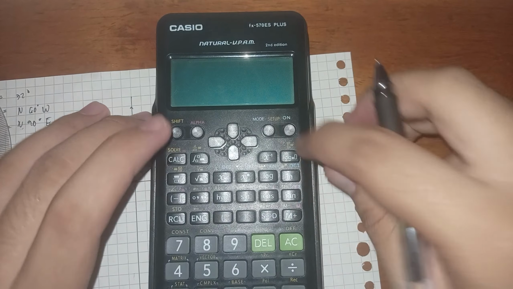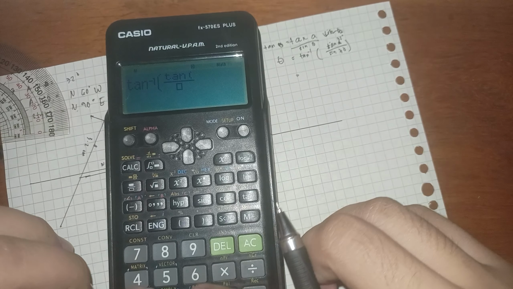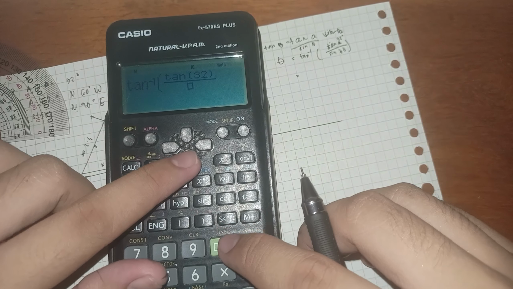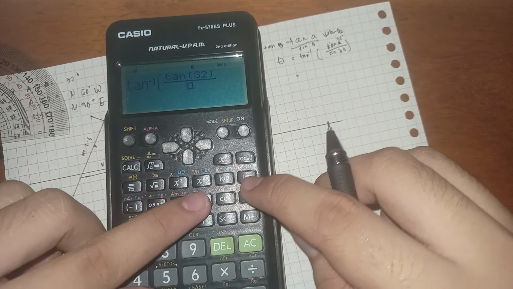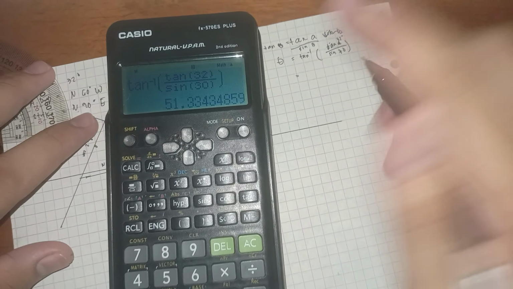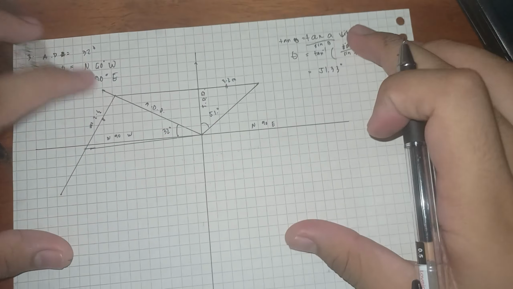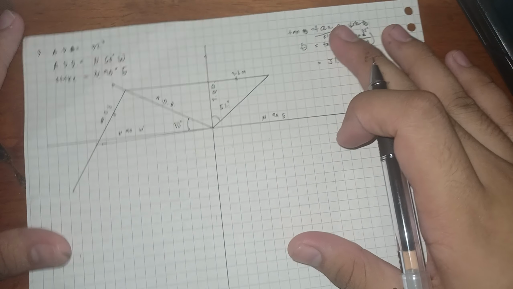Now we'll plot the values onto the calculator. Tangent 32, which is our apparent dip angle, over sine 30, our beta. Answer is 51.33. So it's close. So we can say that this is correct.